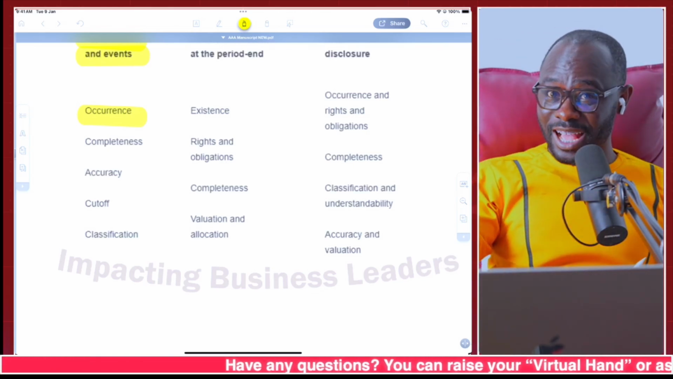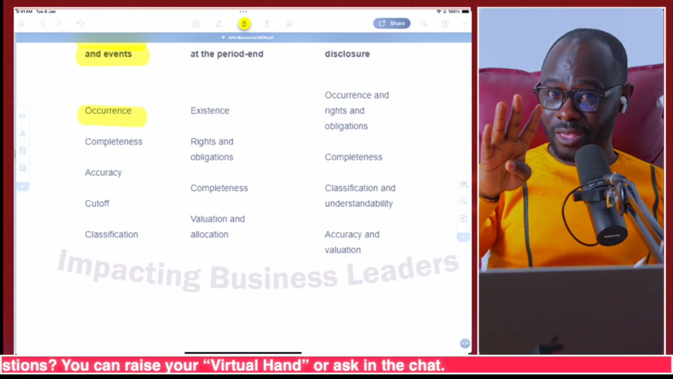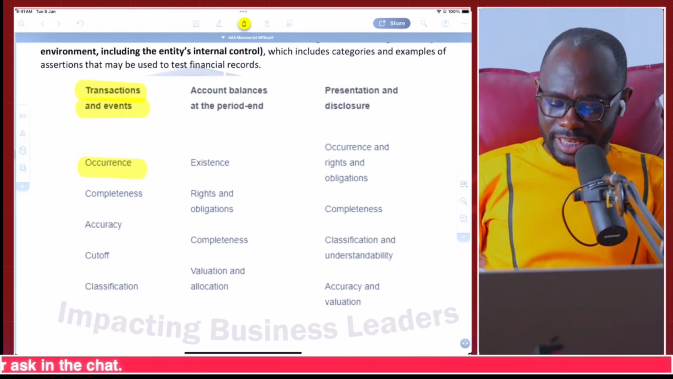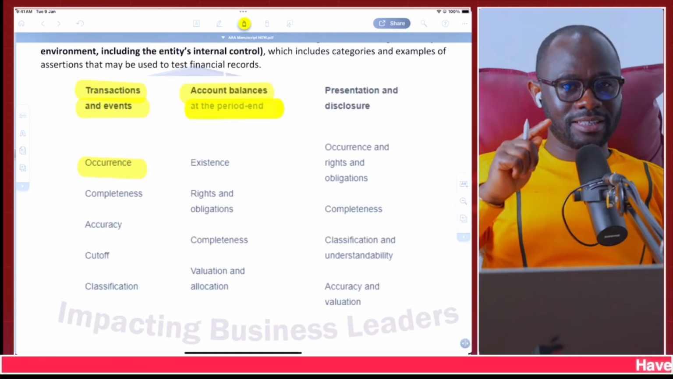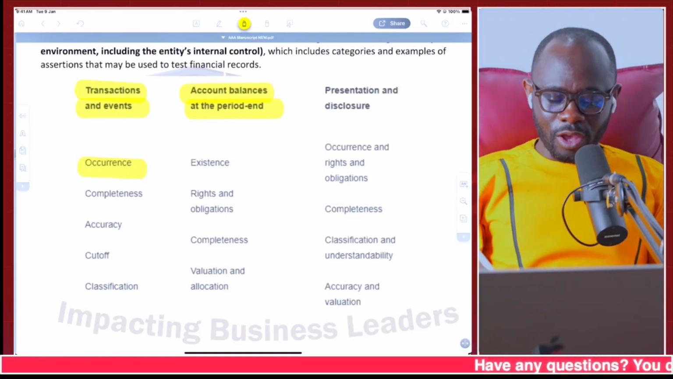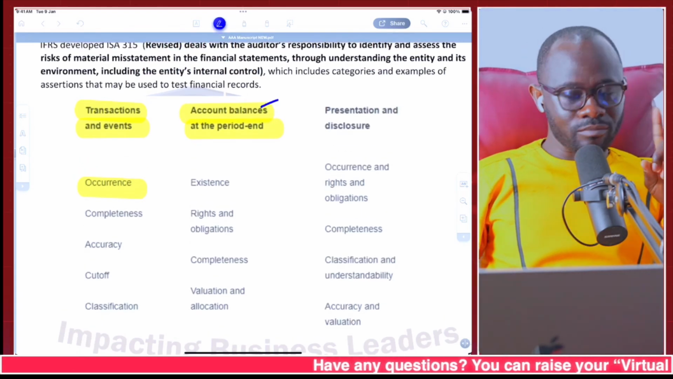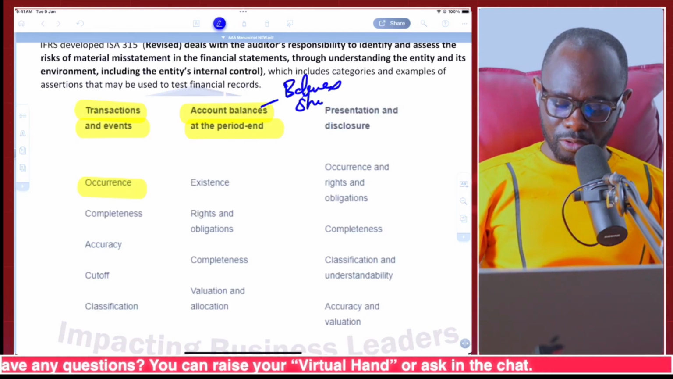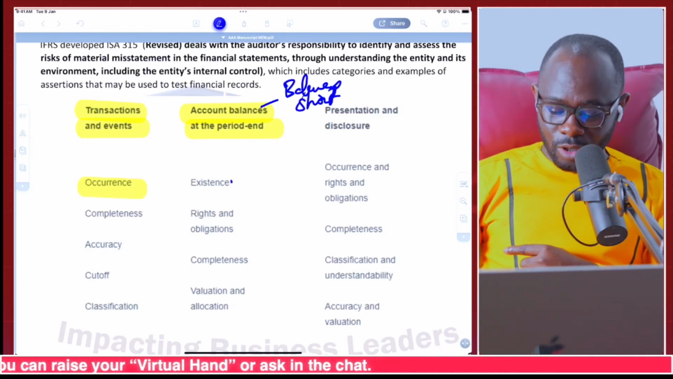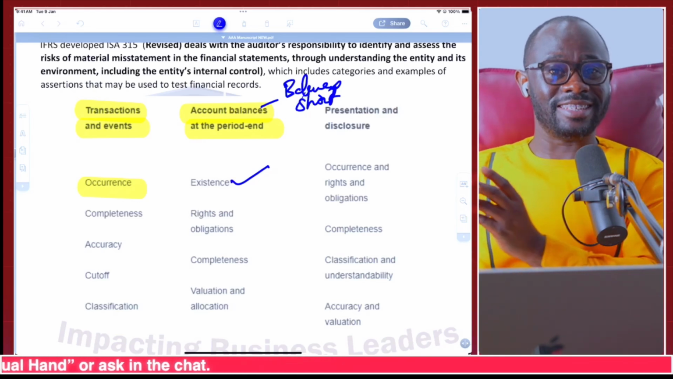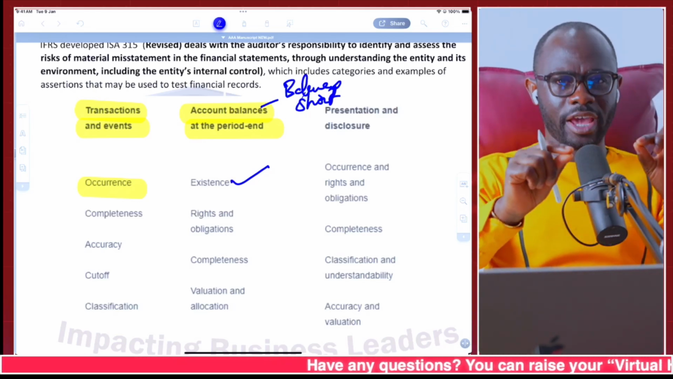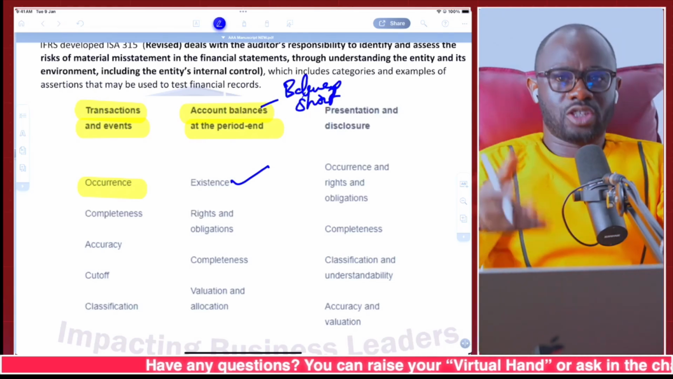Physical examination has not come yet. 4. Because it's an asset, so it will be there at the reporting date. That is account balances at the reporting date. So if you are auditing anything that is in the balance sheet or the statement of financial position, then you want to verify, is it there? That's what we are talking about here. So occurrence, did the thing actually take place?